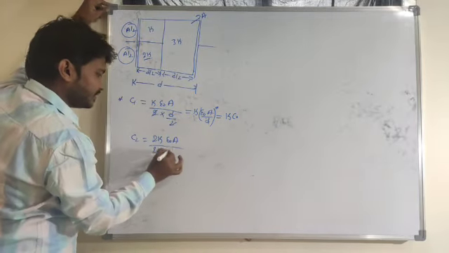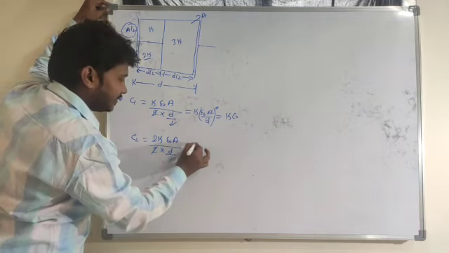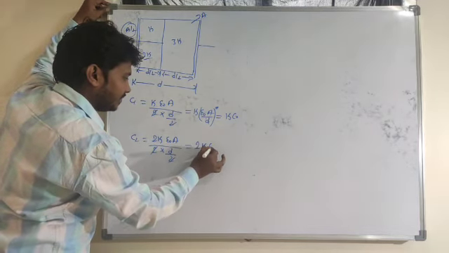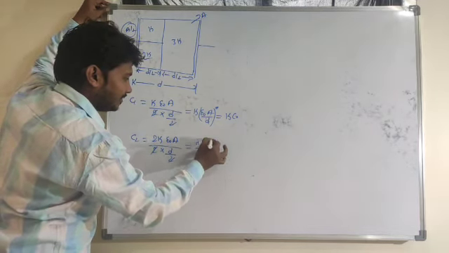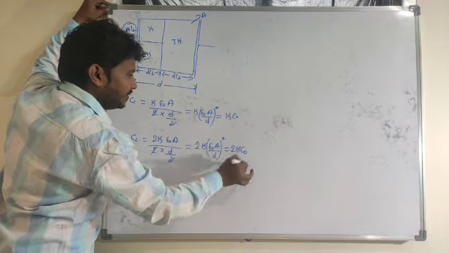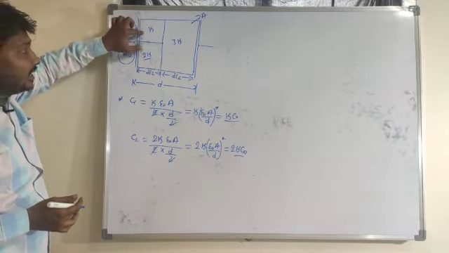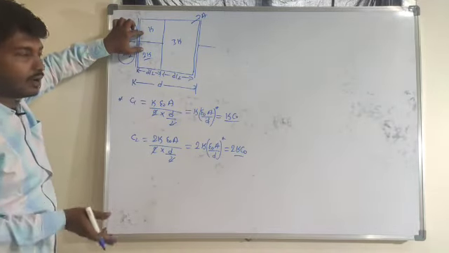Distance is also d by 2. What's that value? I get it here: 2 times k into epsilon naught into A divided by d. This is C naught, so 2k into C naught. Now look at here, what is the nature of combination between k and 2k here? This is a parallel combination.